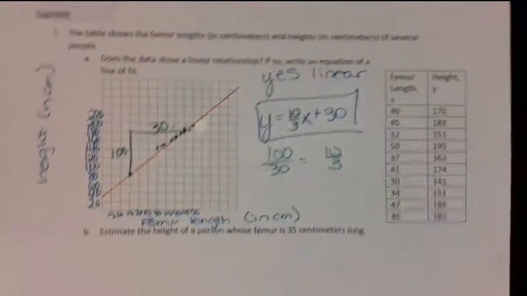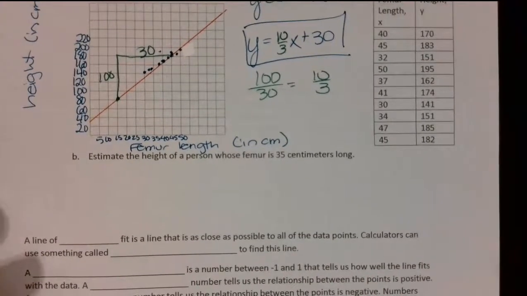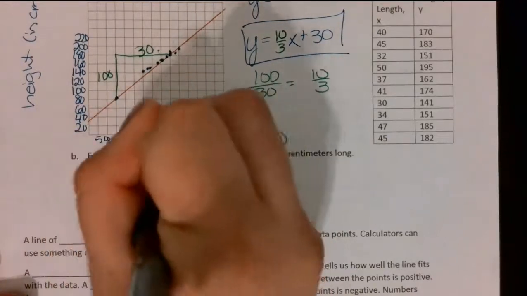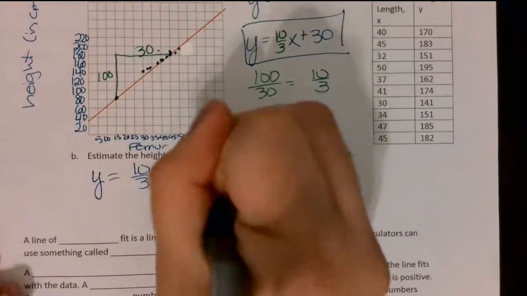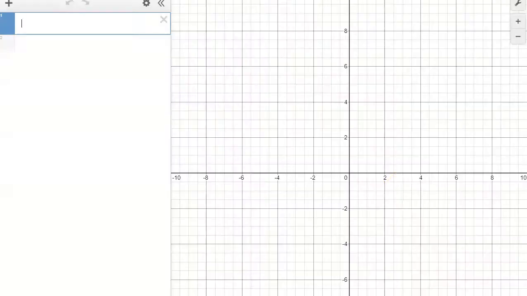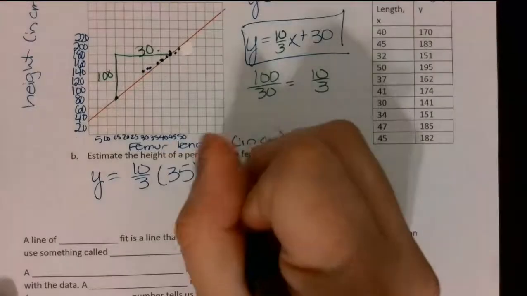Okay. Then I want to estimate the height of a person whose femur is 35 centimeters long, so I'm going to use that equation I just came up with. I'm going to have y equals 10 thirds times 35 plus 30. Since I'm using Desmos in this video, I'm going to use Desmos right now as a calculator. So I am going to type 10 divided by 3, arrow over to get out of my fraction, 35 in parentheses, plus 30, which gives me 146. These ones were whole numbers, so I'm going to round up to 147.